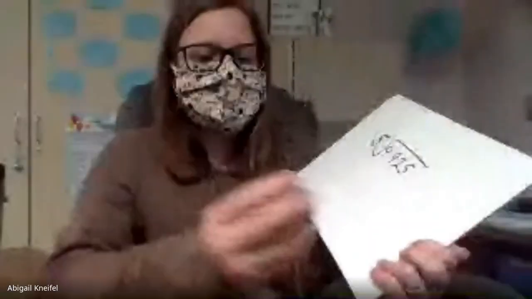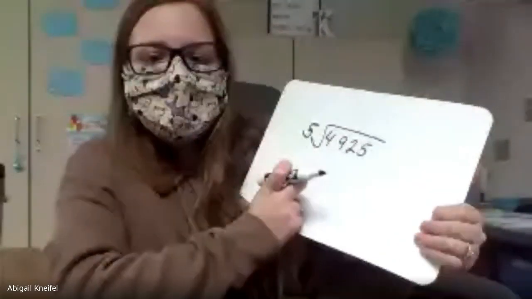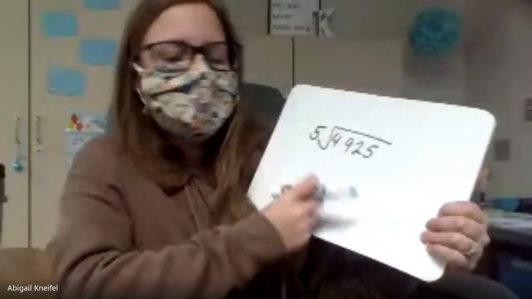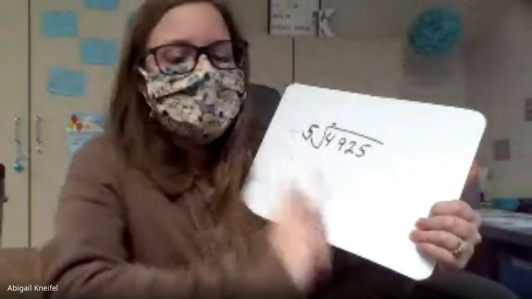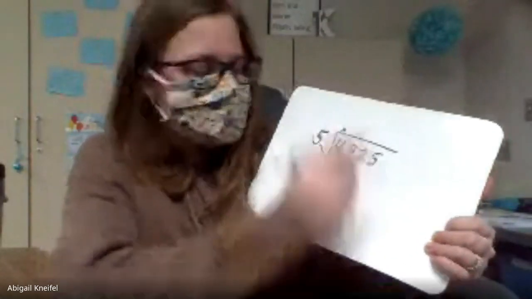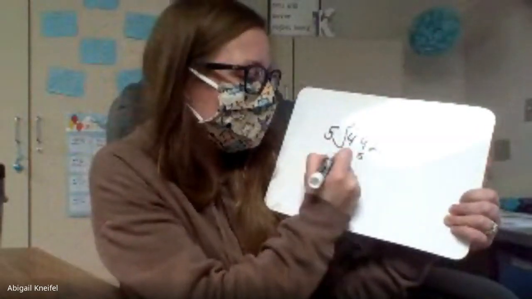All right, friends, let's do this together. This was a 1 digit divided by a 4 digit. Can 5 go into 4? No. So Mrs. Kneifel likes to throw a little X here, so I just remember where the next one goes. Can 5 go into 49? Yes. It can go in 9 times, which is 45.